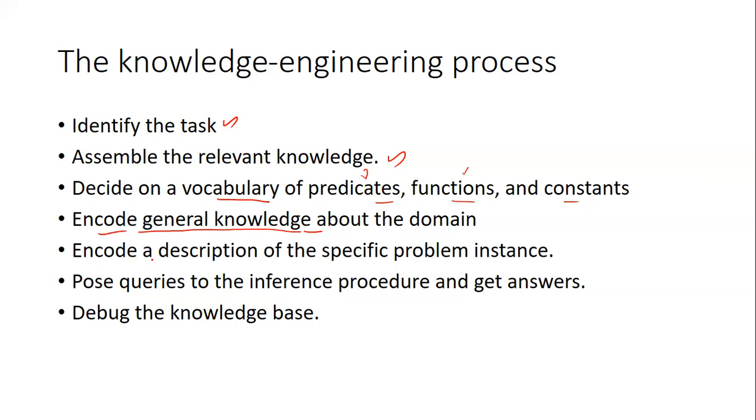Then the 5th step is to encode a description of the specific problem instance. Here we provide specific details about the problem. In case of Wumpus World, there is a pit in 3,1. That is specific to that particular problem. And the Wumpus is in a particular cell, 1,3. So these are specific information related to that particular problem. The 5th step is to provide the specific details of the domain or the problem we are talking about. And the 6th step is pose queries.